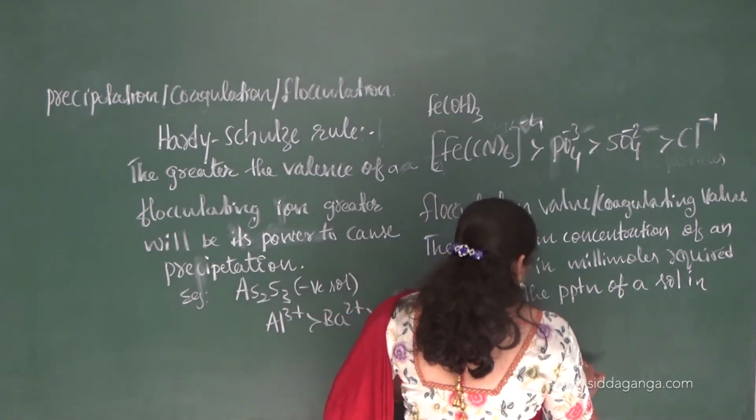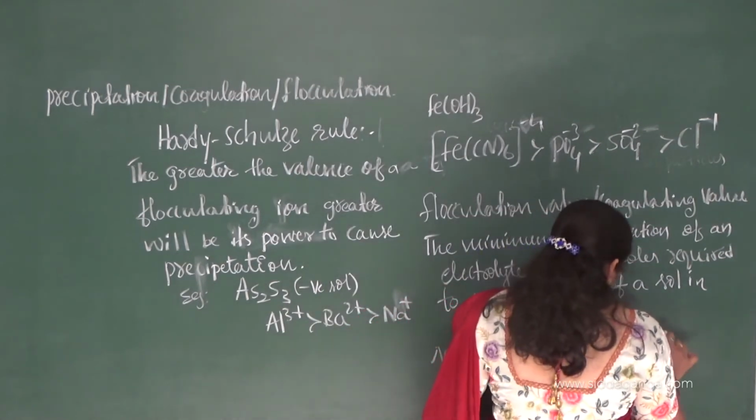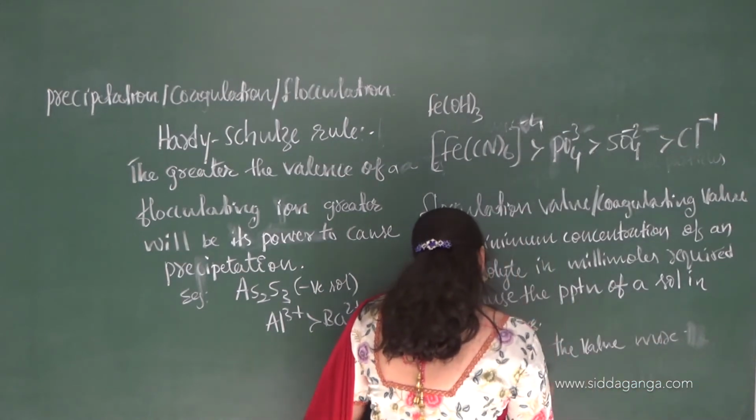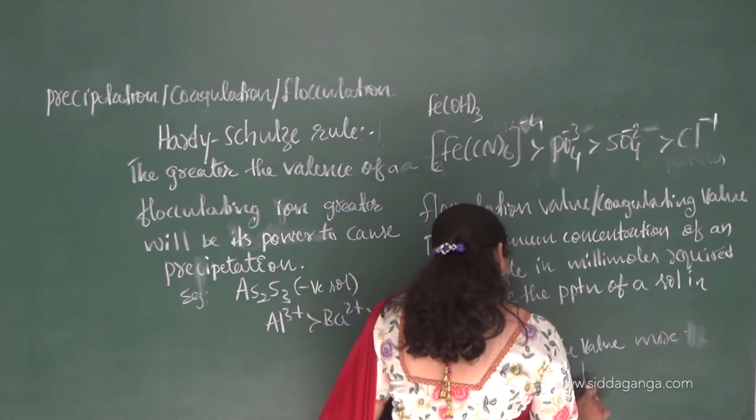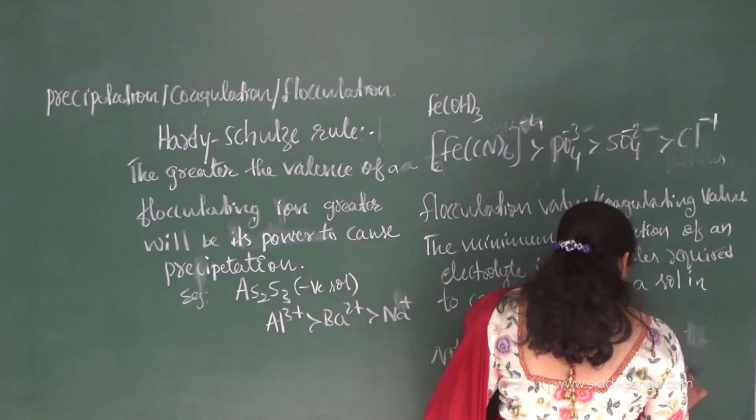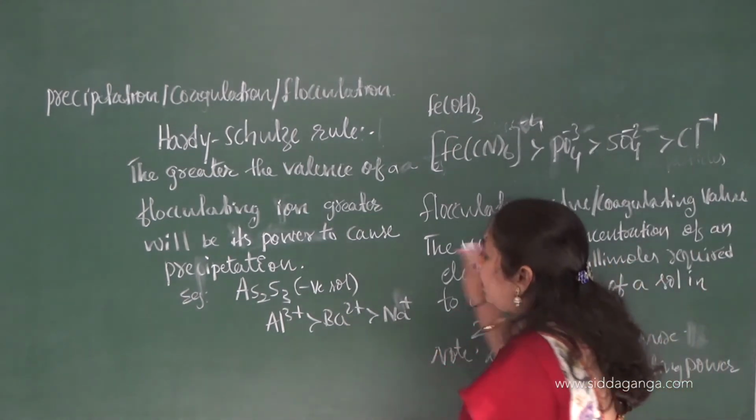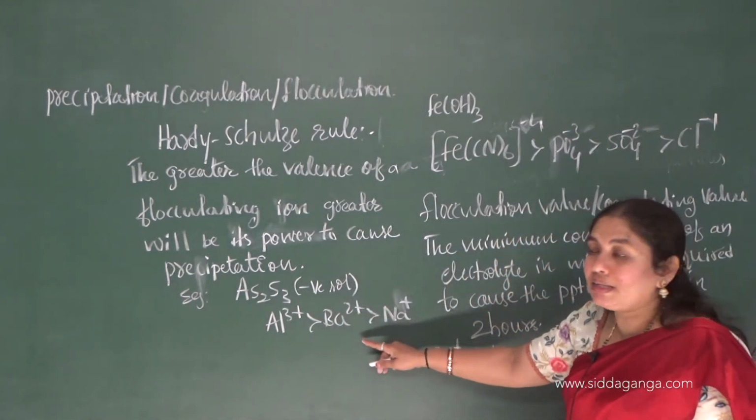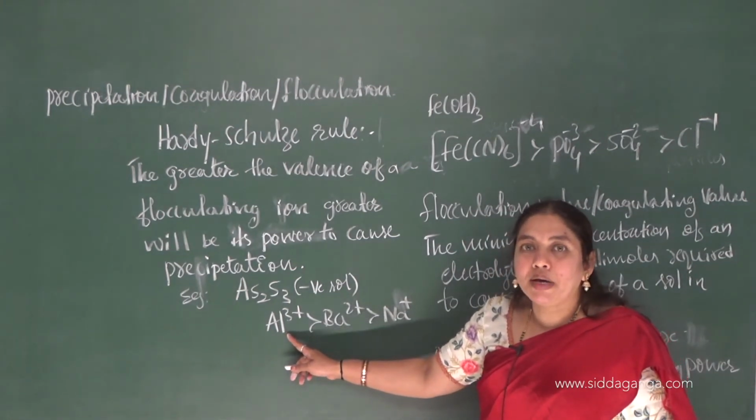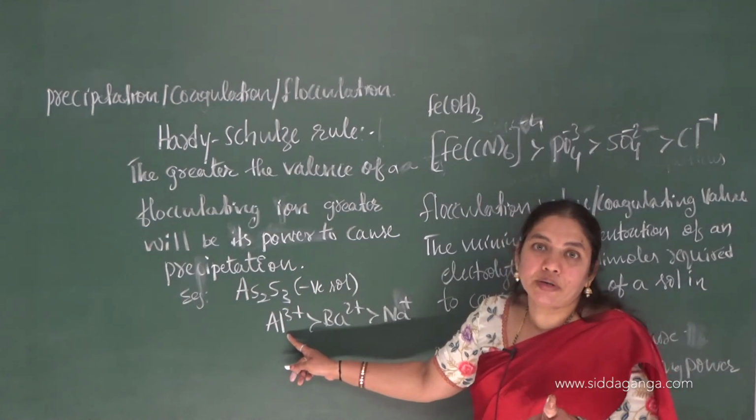Note down here: the lesser the value, the more will be the flocculating power. That means if you take Al3+ and Ba2+, Al3+ will have a lesser coagulation number. So that's why it has the highest coagulating power.